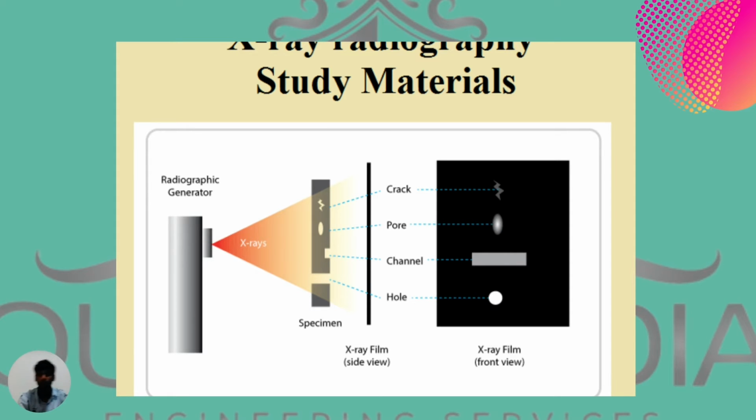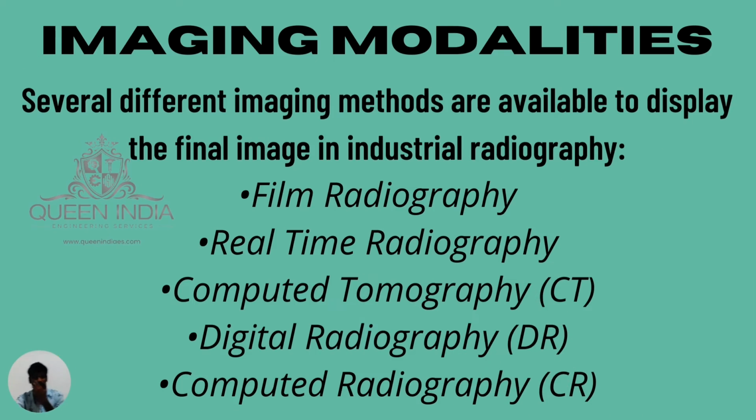Now we will move to image modalities. Image modalities mean how the film will be delivered in radiography. There are several types of radiographic film: film radiography, real-time radiography, computed radiography, and digital radiography.